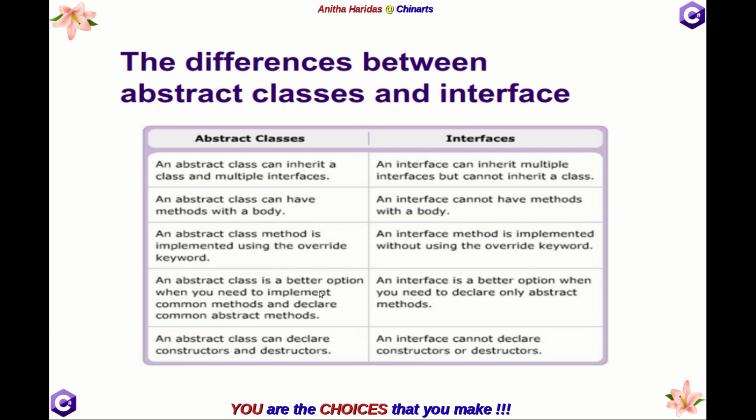An abstract class is a better option when you need to implement common methods and declare common abstract methods, whereas an interface is a better option when you need to declare only abstract methods. An abstract class can declare constructors and destructors, whereas an interface cannot declare constructors or destructors. So these are some of the differences. I collected it from the internet. So these are some of the differences between abstract classes and interfaces.